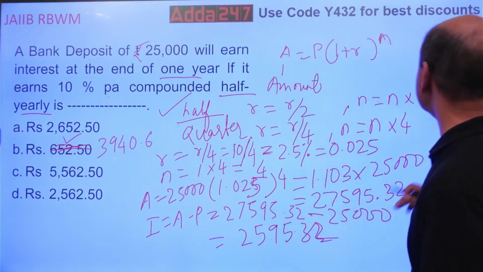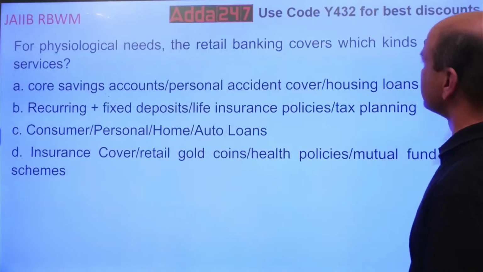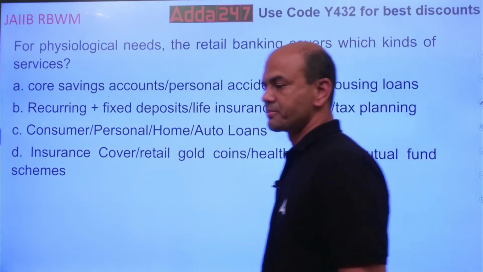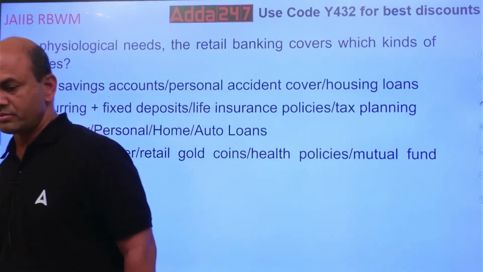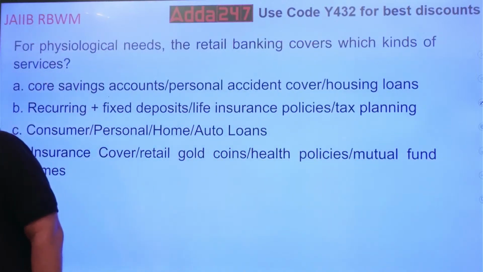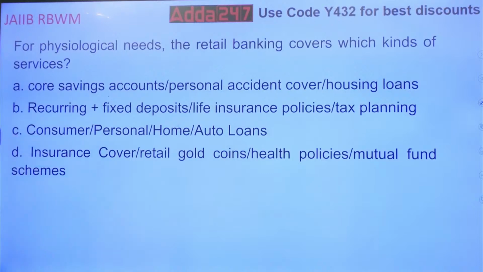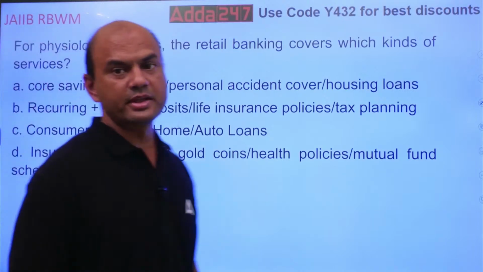Now let's solve some theory. Next one, read this. For physiological needs, retail banking covers which of the following services? What do you mean by the word physiological? This comes in Maslow's hierarchy.